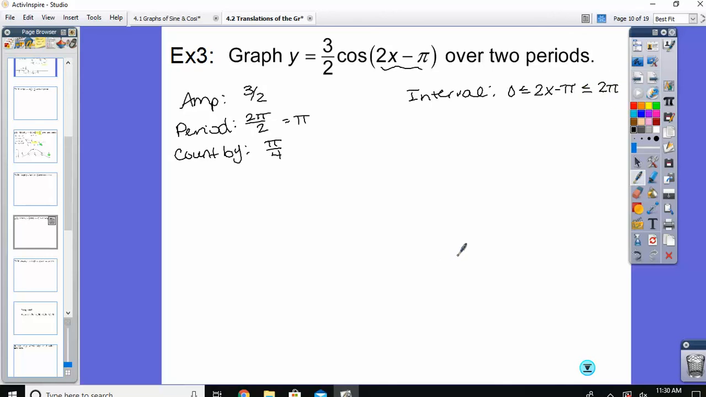If you're solving for x, what do you do first? Add our pi. So 0 plus pi is pi. 2 pi plus pi is 3 pi. Divide everything by 2, so pi over 2 less than or equal to x, less than or equal to 3 pi over 2.